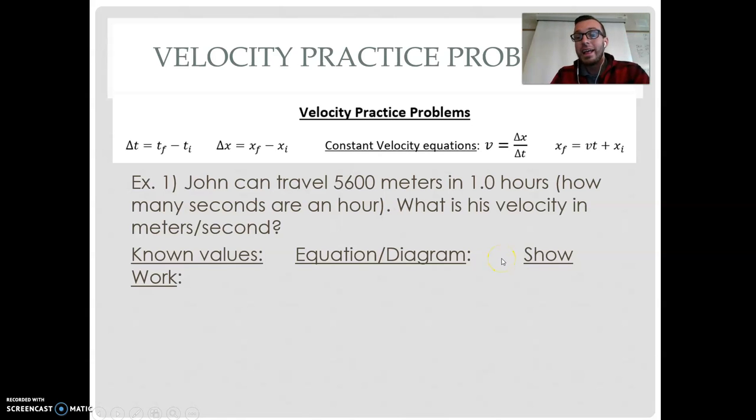This is not in your notes. That doesn't mean you're not allowed to write it. You can write it wherever you want. All right, or you can just follow along here. John can travel 5,600 meters in 1 hour. All right, and then it says, what is his velocity in meters per second? Oh, trying to get crazy here, Mr. Simpkins.